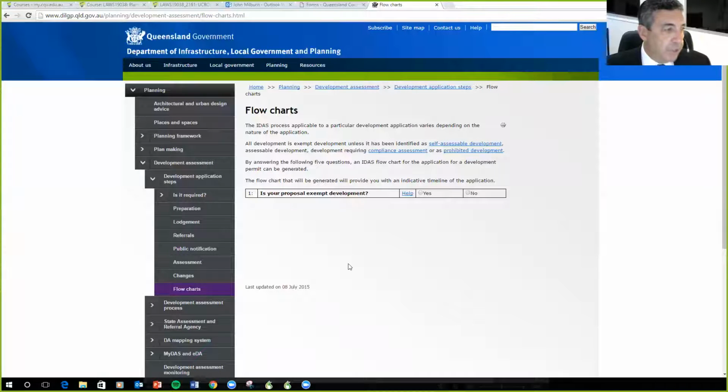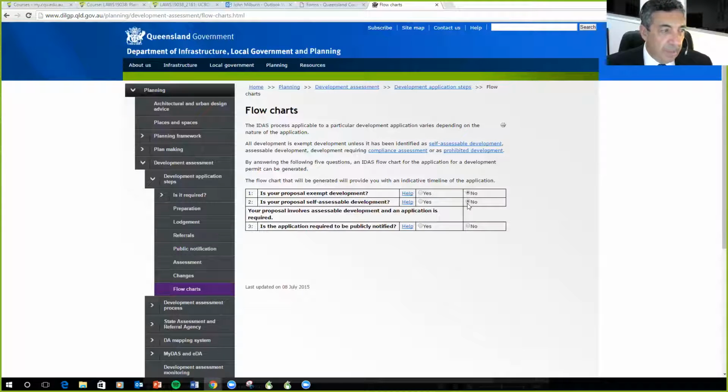So the first question is, is your proposal exempt development? Well, look, let's say no. That then triggers another question. Is your proposal self-assessable development? And again, we'll go no. So it then comes up with a statement: your proposal involves assessable development and an application is required.